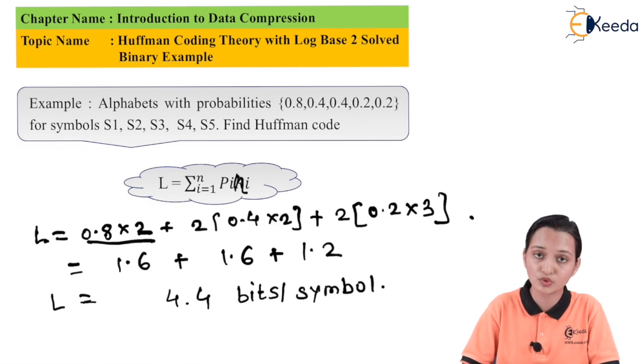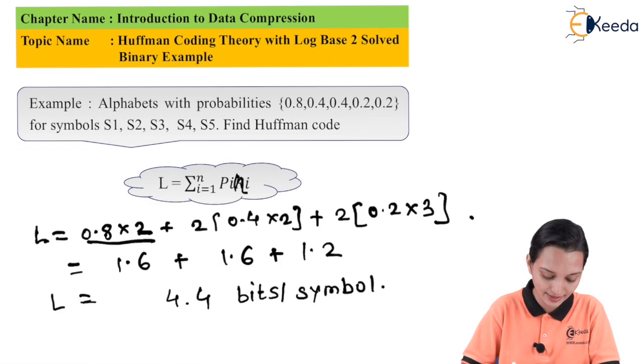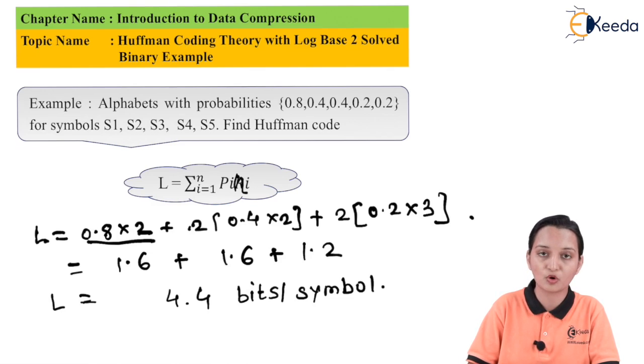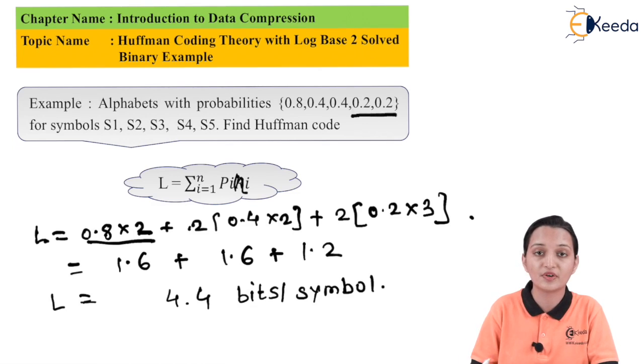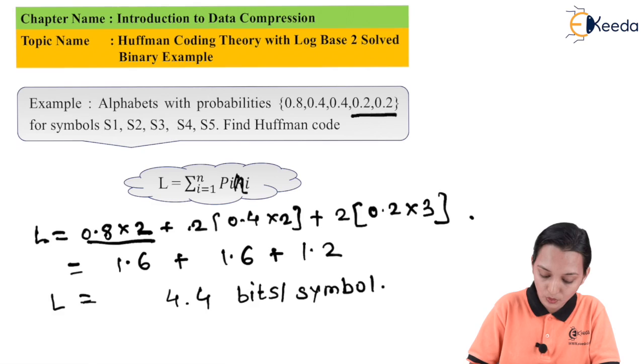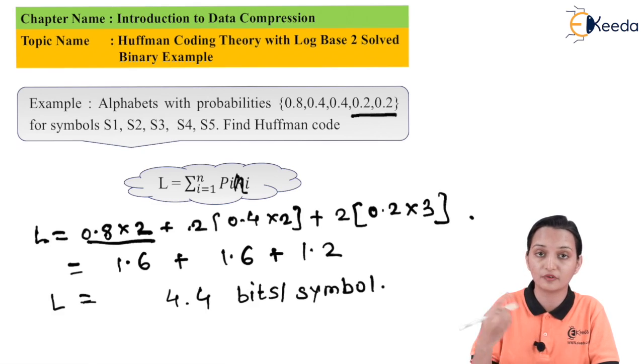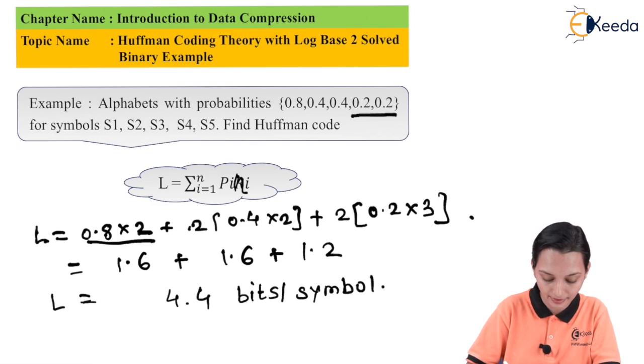Similarly, for the next two symbols, the probabilities are the same. So you can say 2 into, in bracket, 0.4 into 2, because for the next two symbols the code word length which we have found is the same, that is 2. Plus, for the last two symbols having the probability 0.2 and 0.2, the code word length was 3. So 0.2, the probability, into code word length 3, and it repeats twice in our whole diagram, so I can multiply it by 2.